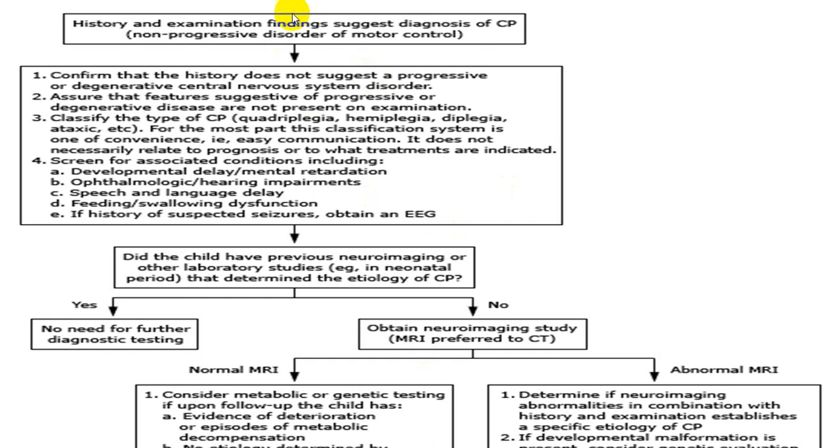So history is first. So good history examination is absolutely necessary. And then you can go for MRI and CT scan. If it is normal, then you can go for genetic study, consider metabolic or genetic factor, and go for metabolic disorders or go for genetic disorders. And if there is an abnormality, you can pick up which part of the brain is being damaged, etc., and you can go further.